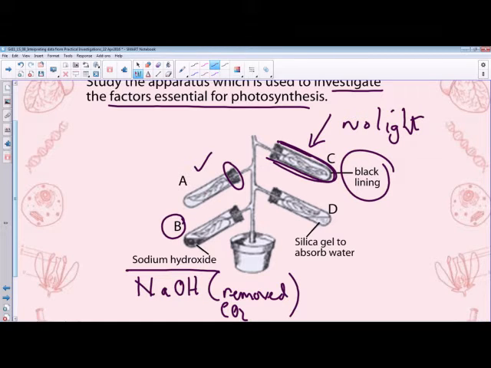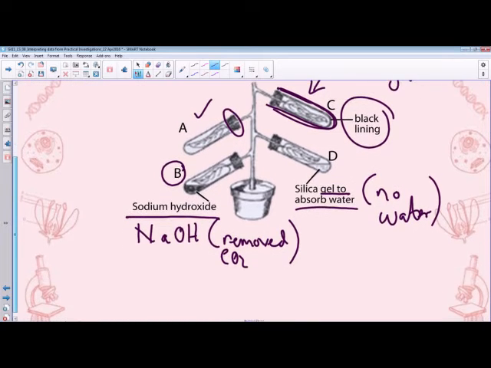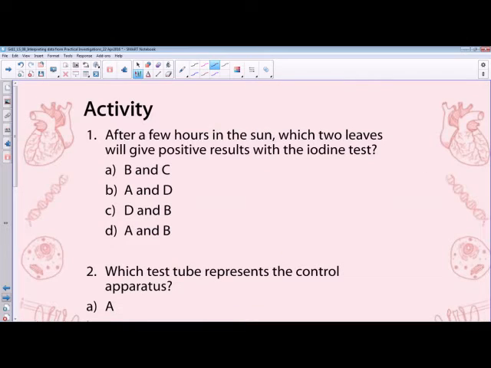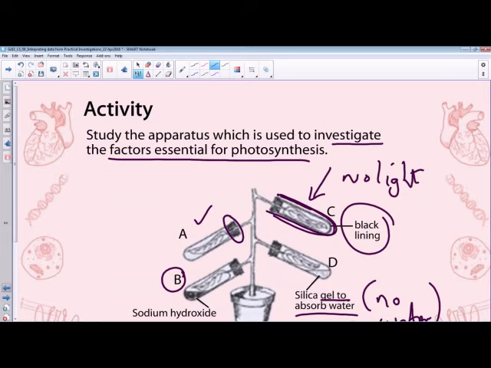And the fourth test tube, D, has silica gel, and that silica gel absorbs water. That means here we don't have water for photosynthesis to occur. So here we've got 4 different leaves on the same plant which are subjected to different conditions. Let's look at some of the questions that possibly relate to this experiment. After a few hours in the sun, which two leaves will give positive results with the iodine test? Let's go back. So we're going to tick against the leaves that will test positive. So the question is, will photosynthesis take place in these leaves?